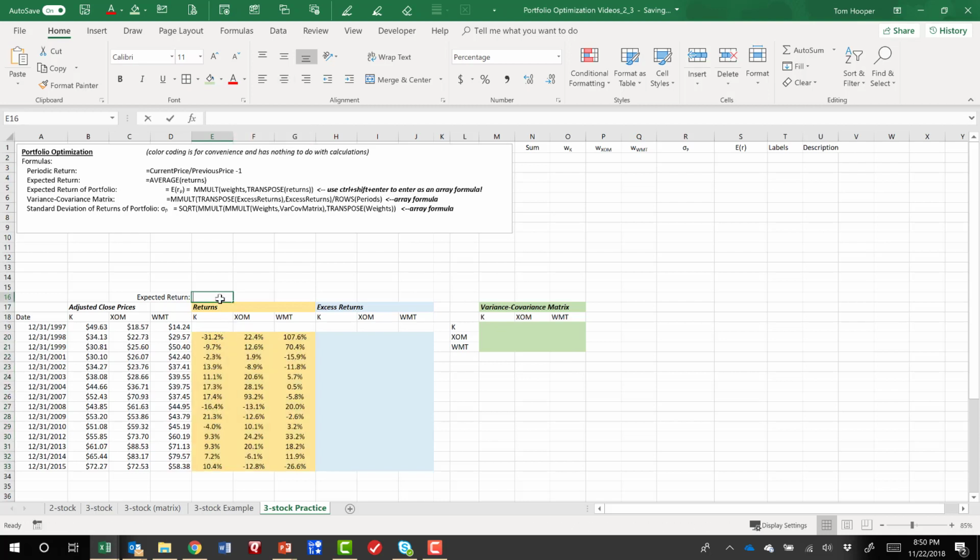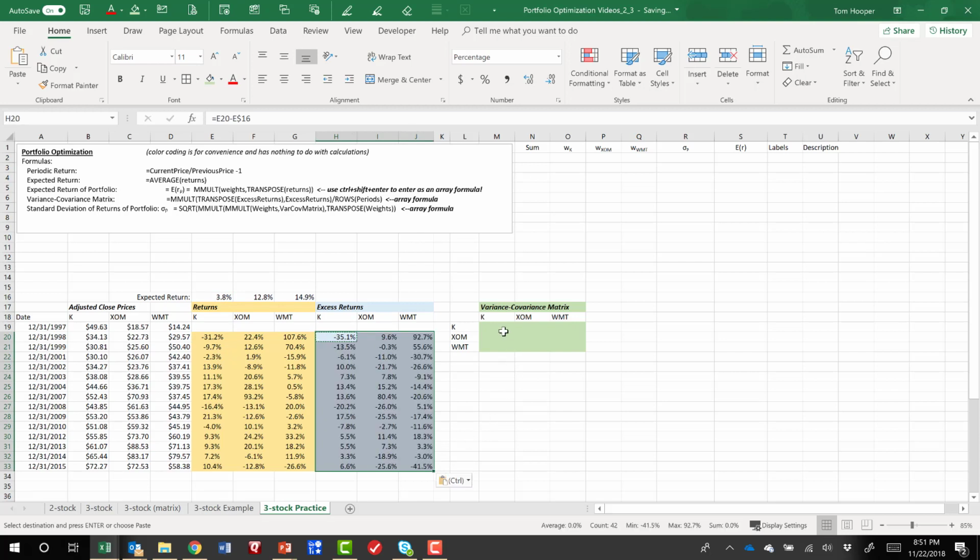And then take the average of those returns for each stock to get the expected return going forward for that stock. Then we'll calculate our excess returns as any given return minus that stock's average return, $ sign on the row only. Calculate the excess returns for all stocks in all periods.